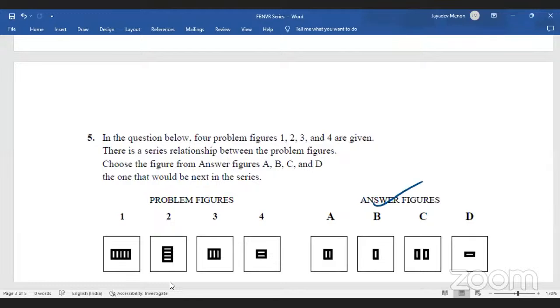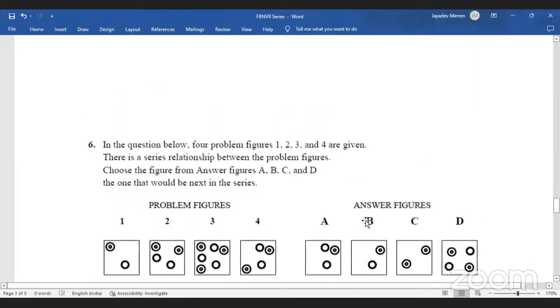So this is our answer, option D? Because if we look at option D, it is vertical. Our figure should be horizontal. So option B is the answer. Next question.